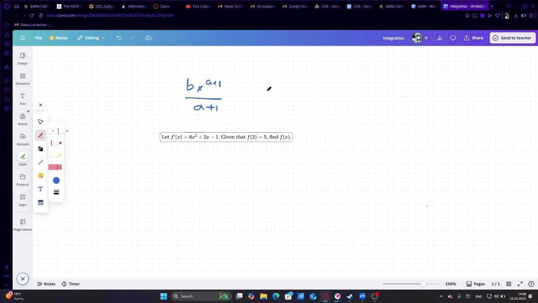So a stands for the current power that a variable has. For example, let's look at 6x². What would be the exponent of it? 2. So in that situation, a is going to be 2.